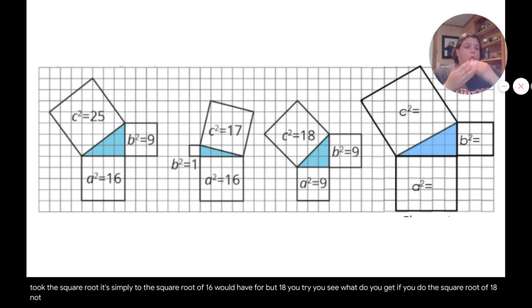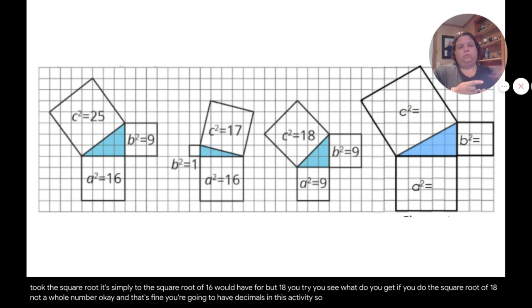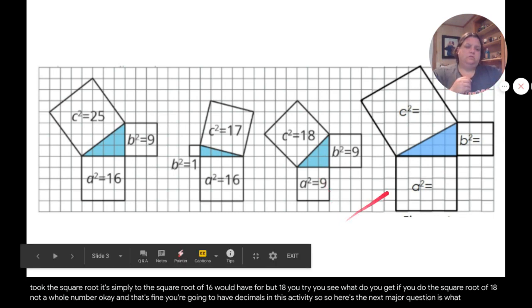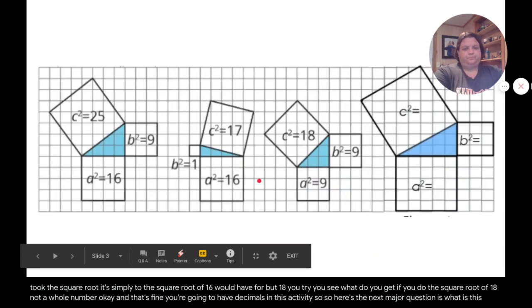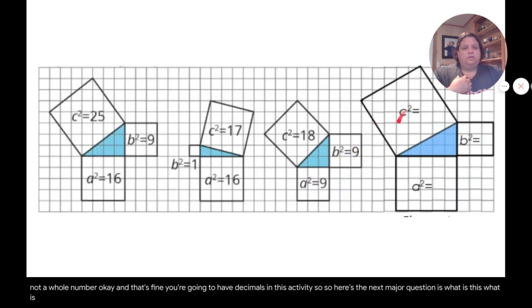It's not a whole number, okay? And that's fine. You're going to have decimals in this activity. So here's the next major question: what is this value going to be?